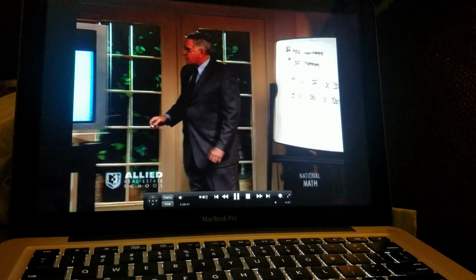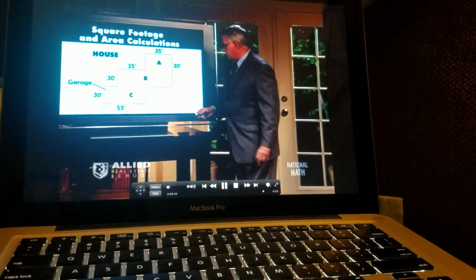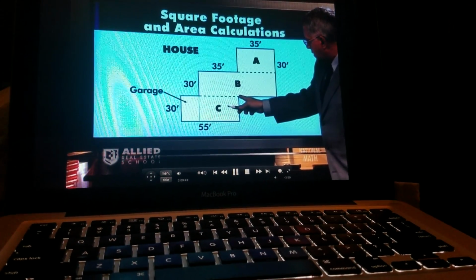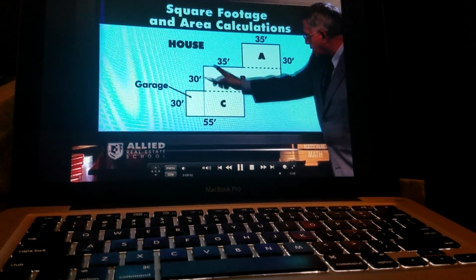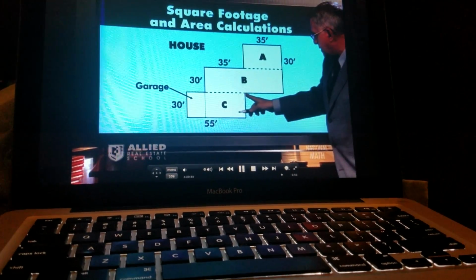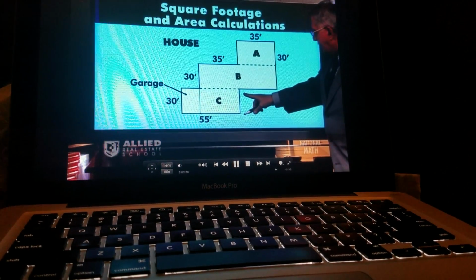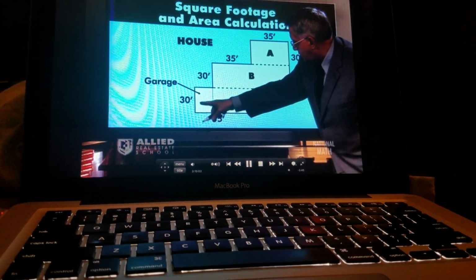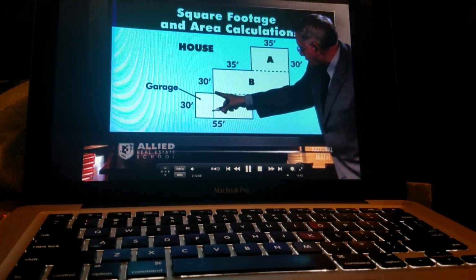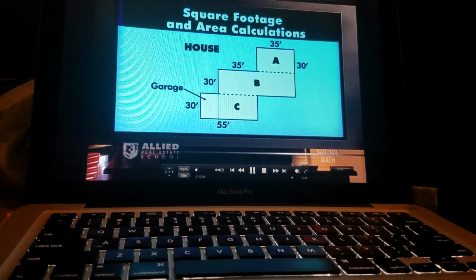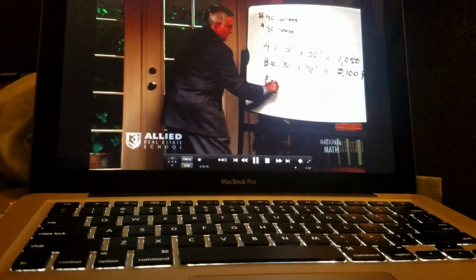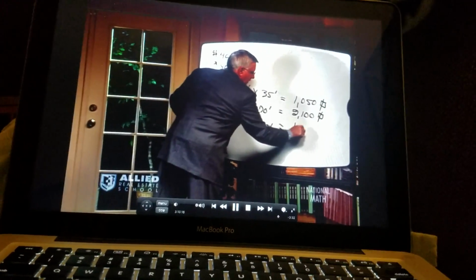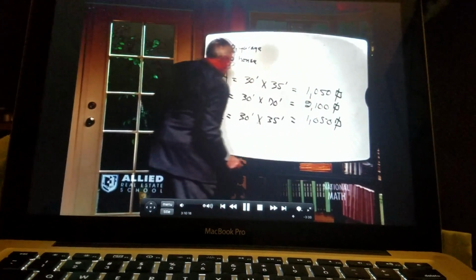Okay? Now let's look at the C here where the garage is. If we draw a line down here, we've got 35 feet from here to here. And then north to south, or the width of it here, is going to be 30 feet. So this is 30 feet by 35 feet for parcel C, and that's still part of the house. So that's another 1,050 square feet in the home.